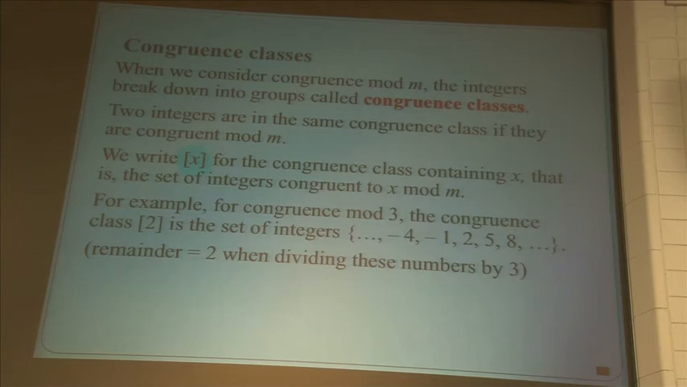There you go. For these numbers, -4, -1, 2, 5, and 8, those are all part of congruence class 2. Take a look. 5 divided by 3 gives you a remainder of 2. 8 divided by 3 also gives you a remainder of 2. So those are all numbers in congruence class 2.